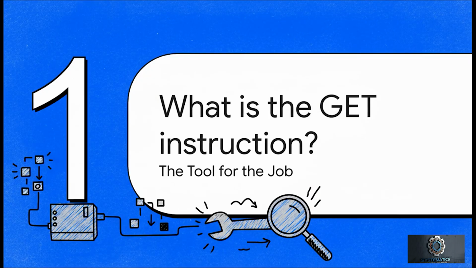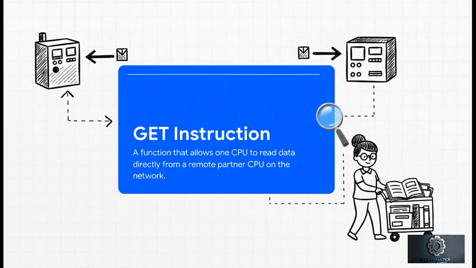All right, first things first. What is this thing really? Let's define our tool for the job. Okay, in a nutshell, the GET instruction is a function that lets your PLC reach out across the network and read data from another PLC, or what we call a partner CPU.